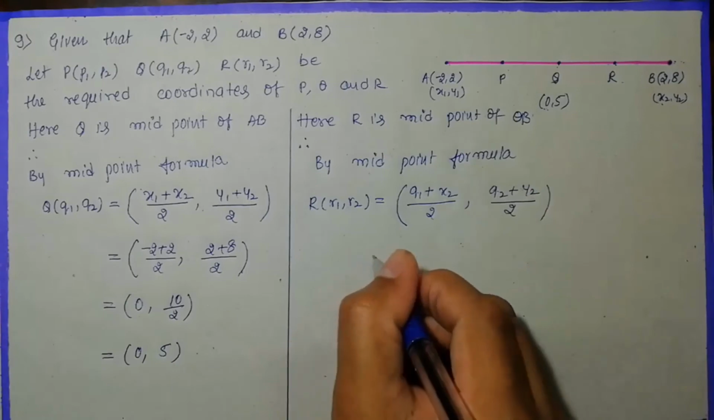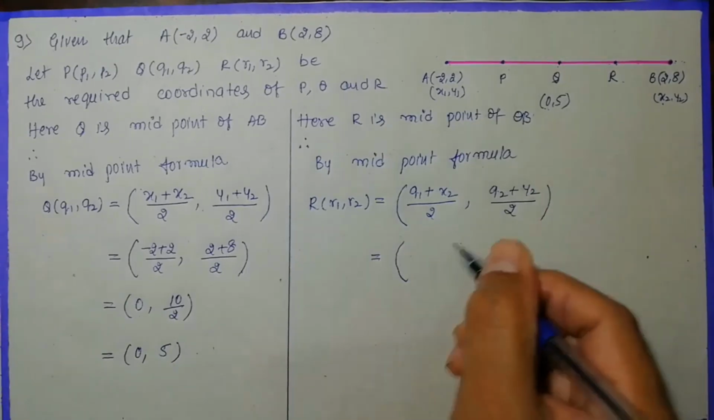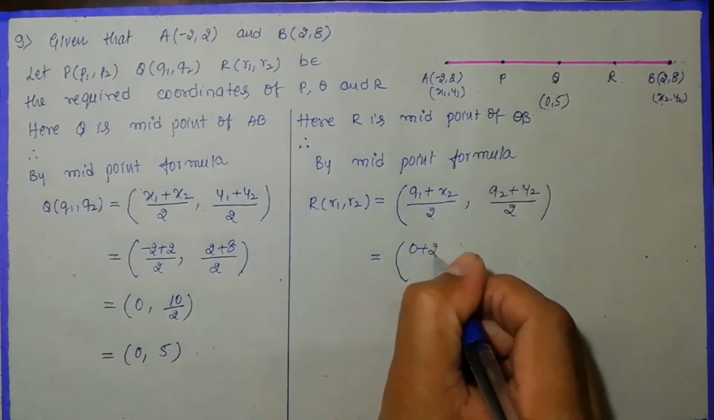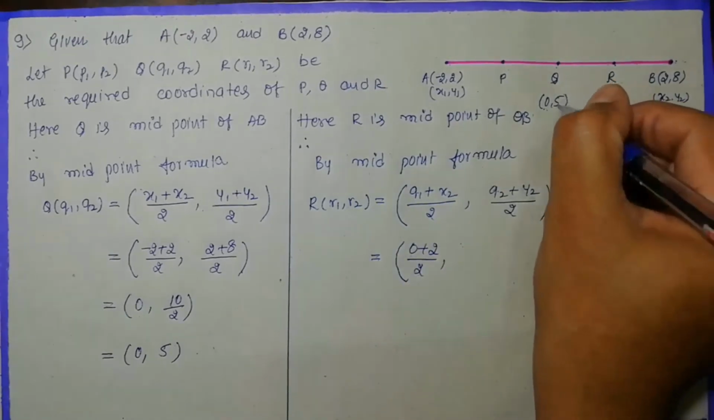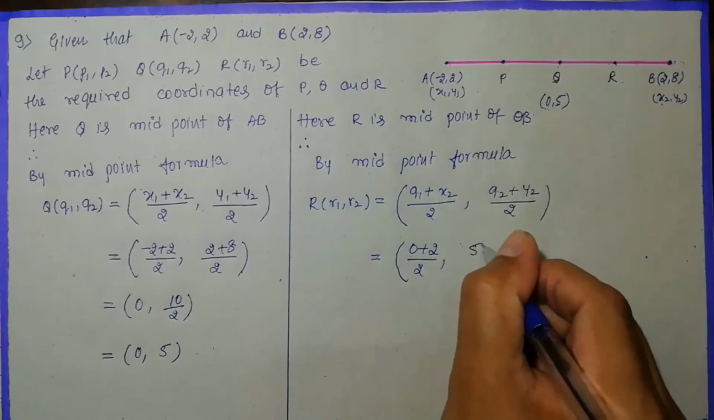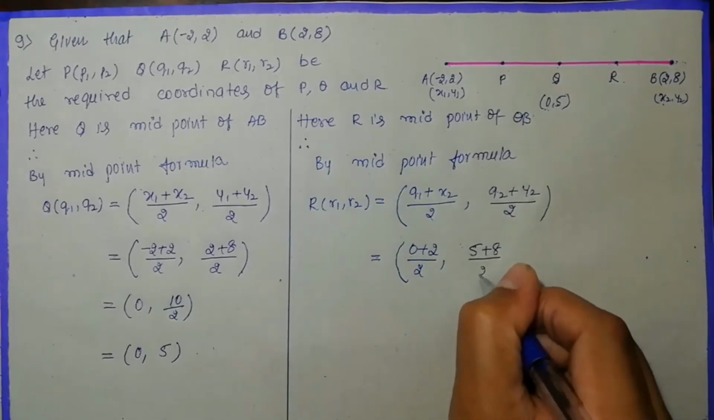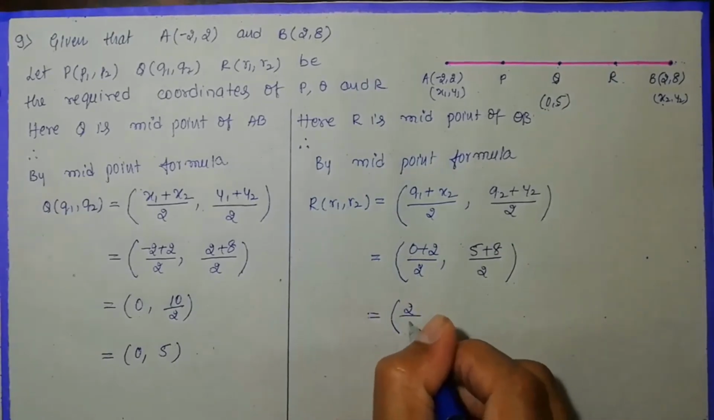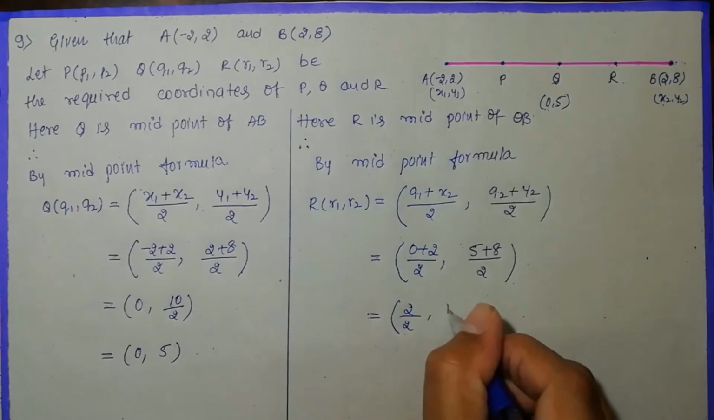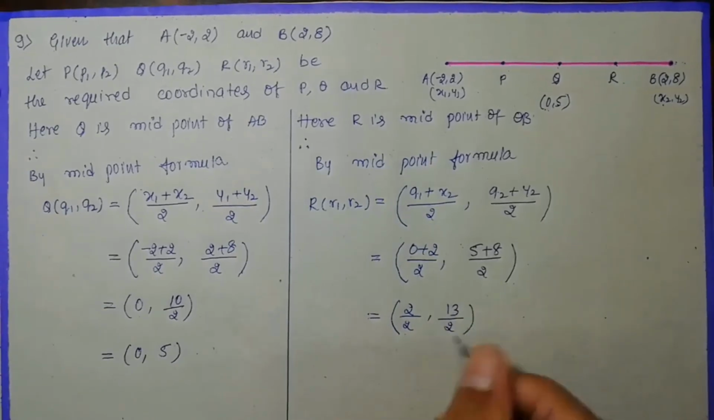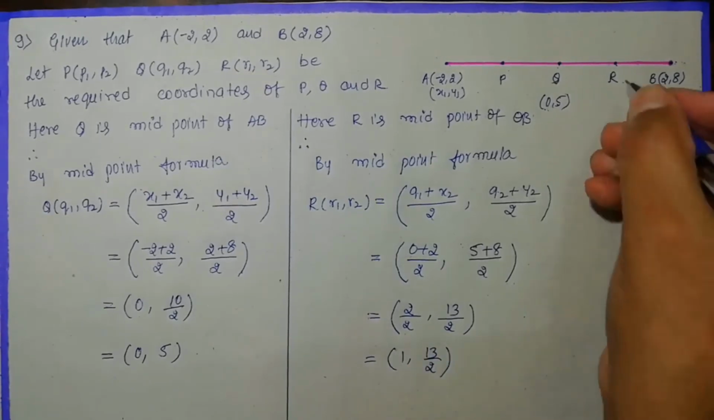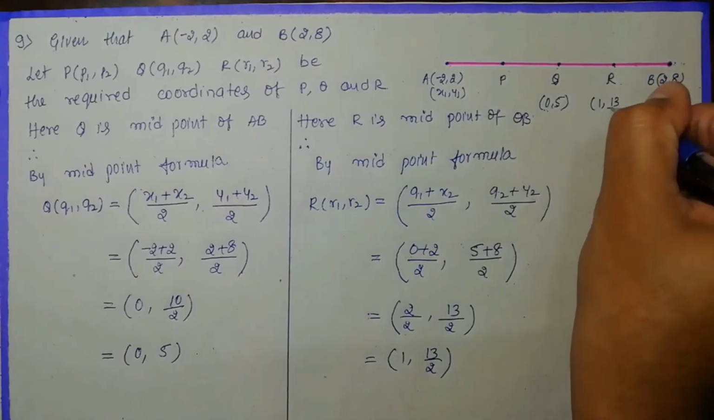Then it is equal to q1 means 0 and x2 means 2, so (0 plus 2) divided by 2 comma (5 plus 8) divided by 2. Then it will become 0 plus 2 means 2 divided by 2, and then 13 divided by 2. So this will become (1, 13/2). Therefore the coordinates of R are (1, 13/2).